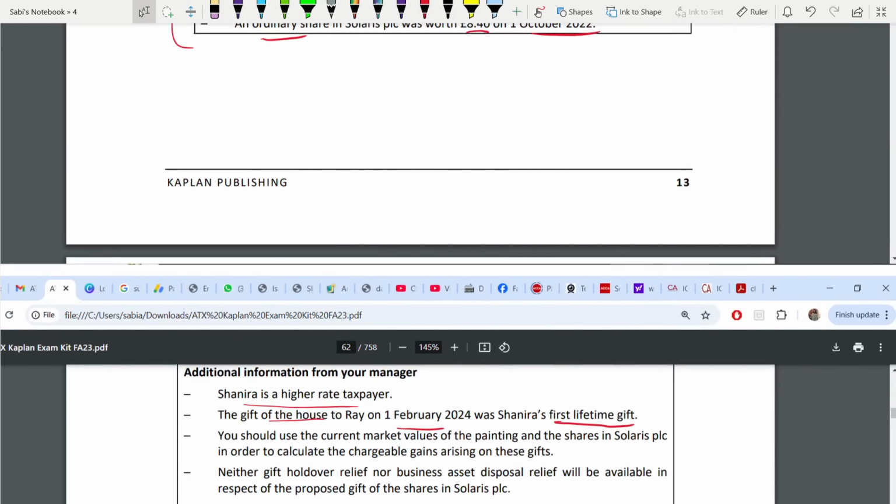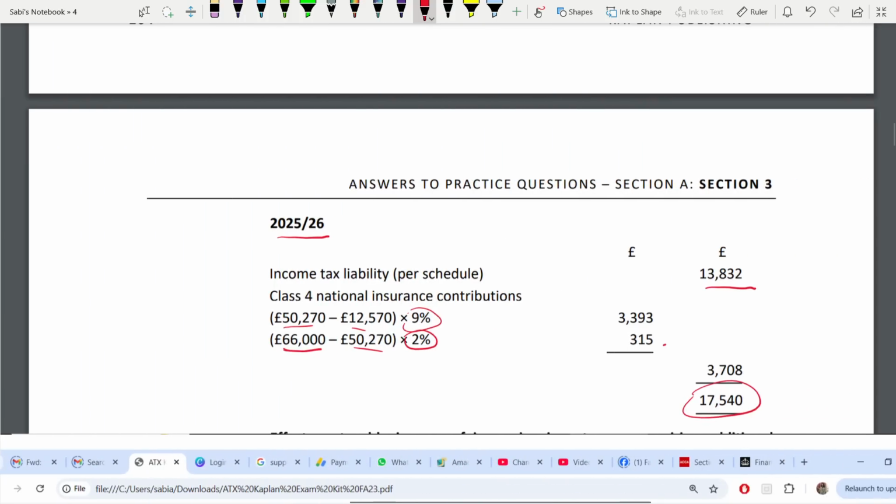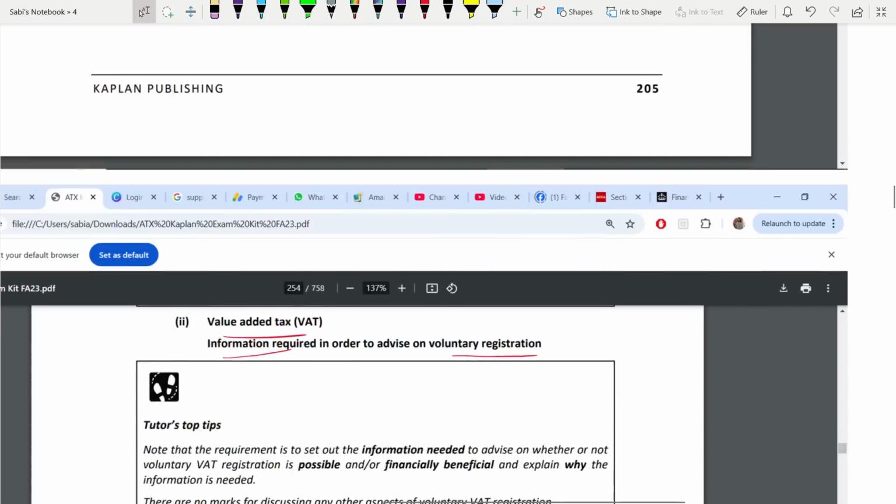Okay. Remember, regarding the shares, they have clearly told you no gift holdover relief and no business asset disposal relief. Do not waste your time trying to figure out these reliefs. They've clearly mentioned it. And also, you should use the current market value for the painting and shares when calculating the chargeable gain. So now we'll go to the shares.